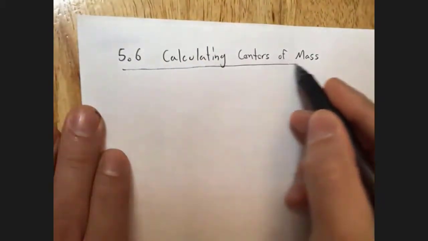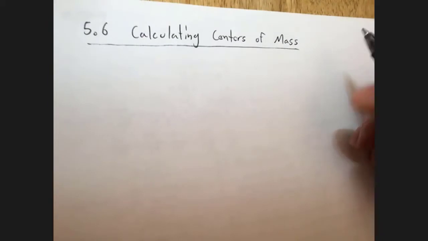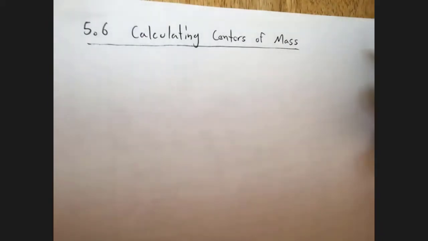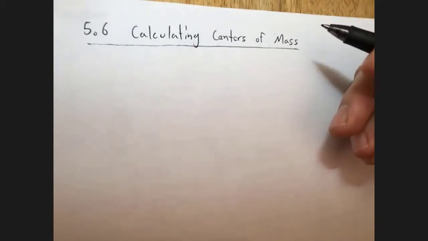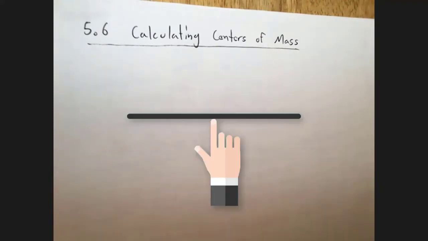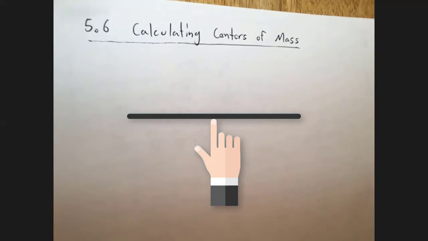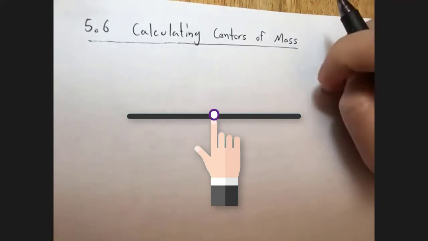What is the center of mass? If you're dealing with a two-dimensional shape like a plate, you may want to know where to balance that plate on your finger. If the plate doesn't have uniform density, it may not be obvious where to balance it, right? And the center of mass is exactly that point. It's that point where you would want to balance it.